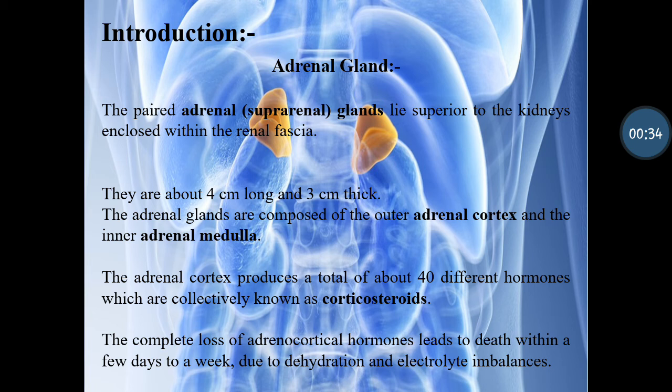The adrenal glands are composed of an outer layer, the adrenal cortex, and an inner layer, the adrenal medulla. The adrenal cortex produces a total of about 40 different hormones, which are collectively known as corticosteroids. The complete loss of the adrenocortical hormones leads to death within a few days to a week due to dehydration and electrolyte imbalance.